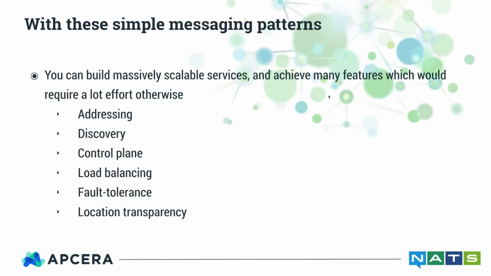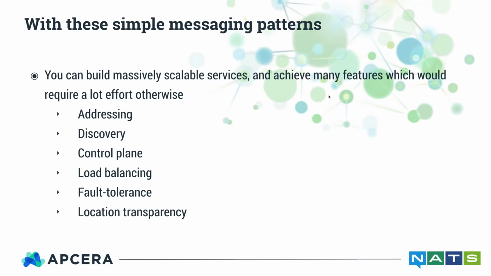With these very simple messaging patterns, we can actually build massively scaled services that achieve many features which would be very hard and require a lot of effort to do otherwise. So we can address a very large number of clients, we can support discovery, we can create services that watch other services, and respond to the general health of our applications. We can do load balancing. We can do fault tolerance.